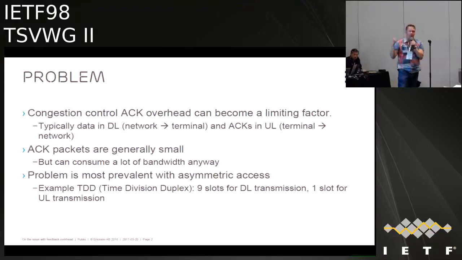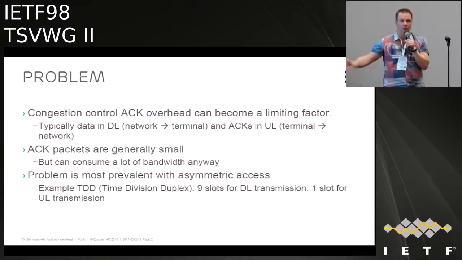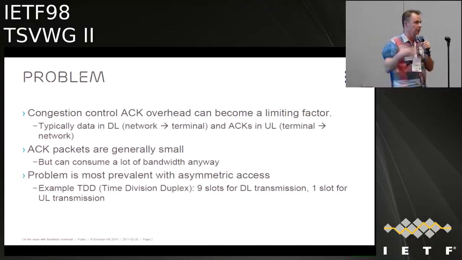The problem is most prevalent if you have asymmetric access. For instance, with time division duplex, you can have 9 slots for the downlink transmission and 1 slot for the uplink transmission, and the acknowledgements need to go in the uplink slot. It's not always possible to get data from many users in one uplink slot. So the uplink can become limiting even though the uplink data rate is quite small, even with small ACK packets.